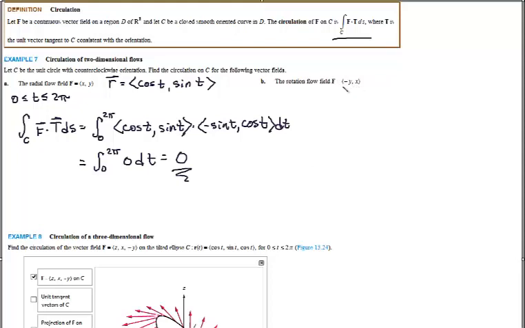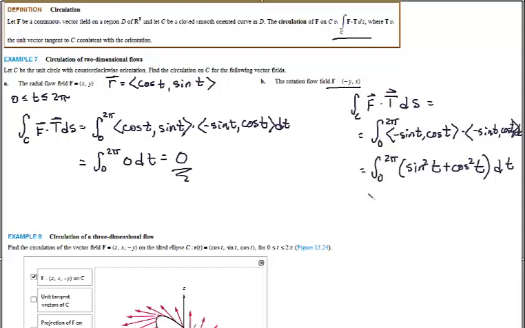On B, the rotation field is negative y, x. Very similar to what we just did. We have our same r vector, but our F changes this just a little bit, so let's write down what we're doing. I'll write down that integral, and just doing my substitution here, this is going to be a 1. Take the integral of that, and you're going to end up with 2 pi. So in this case, at every point on C, the vector field is in the direction of the tangent vector, and that means we have a positive circulation.